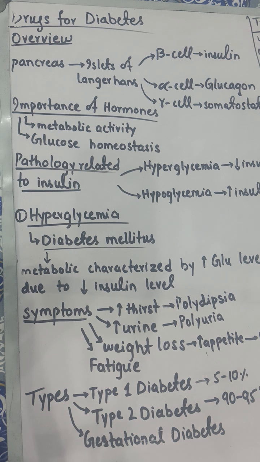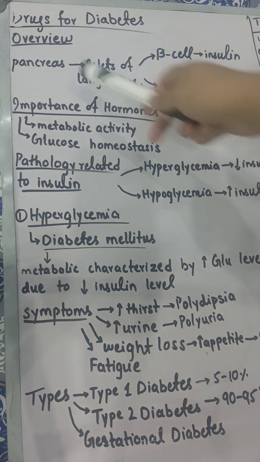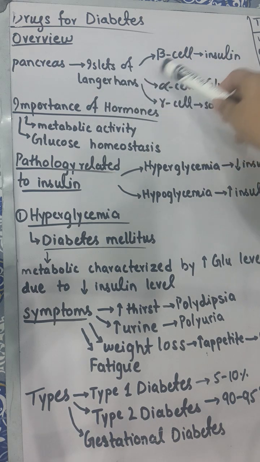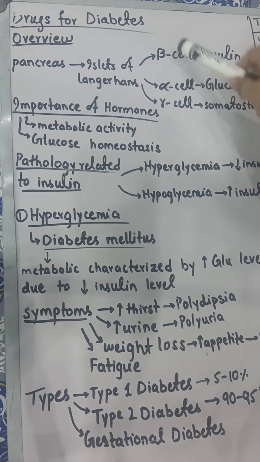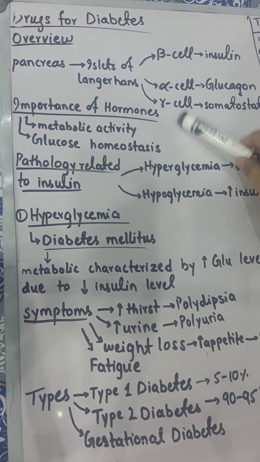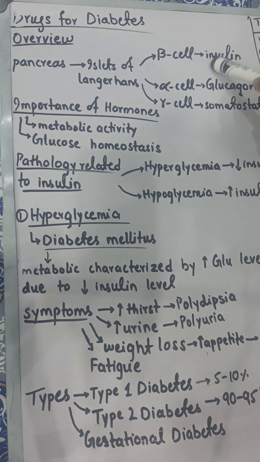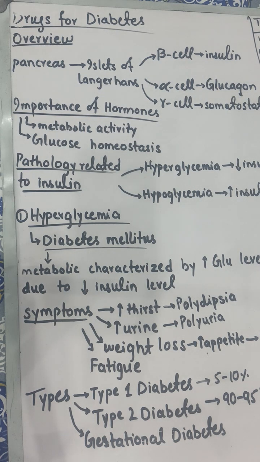Actually, an organ is present inside your body called the pancreas. In the pancreas, islets of Langerhans contain three types of cells: beta cells, alpha cells, and gamma cells. Beta cells produce insulin, alpha cells produce glucagon, and gamma cells produce somatostatin. So this insulin is decreased and diabetes happens to you. Let's discuss the importance of hormones and the importance of insulin.